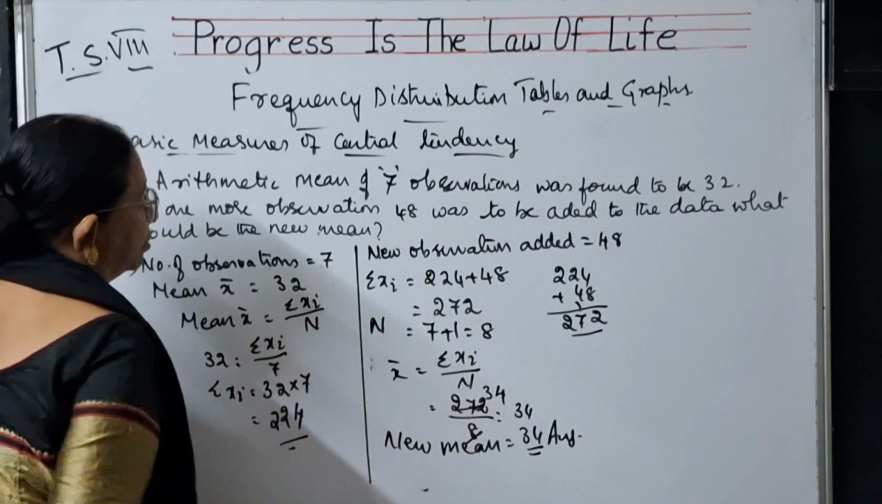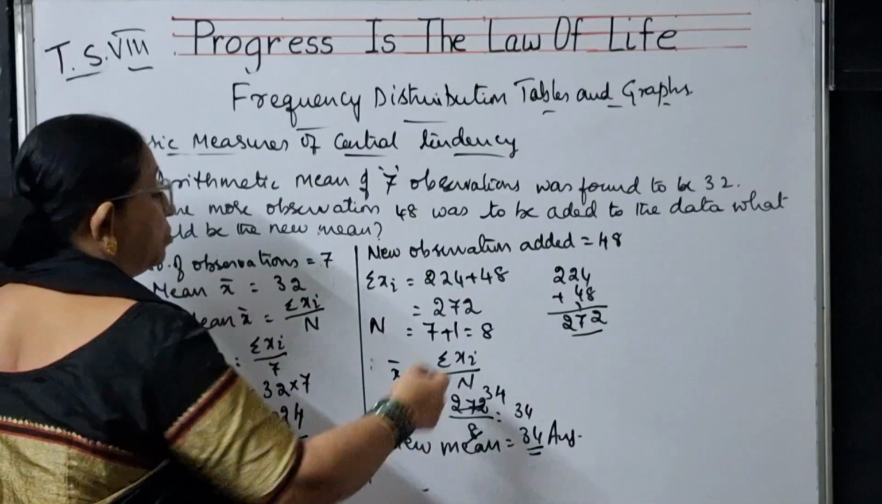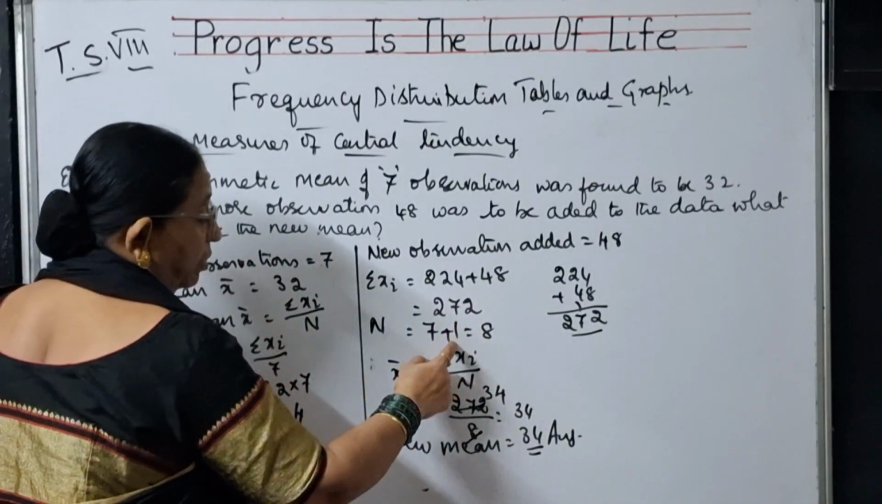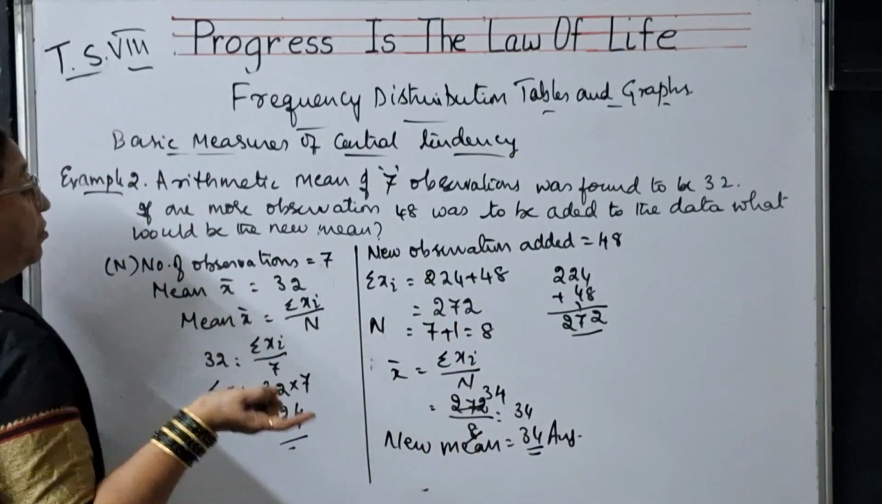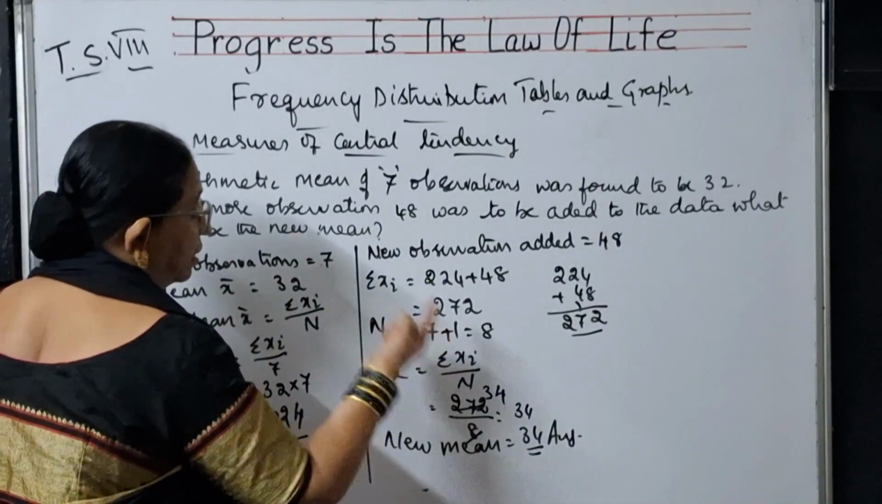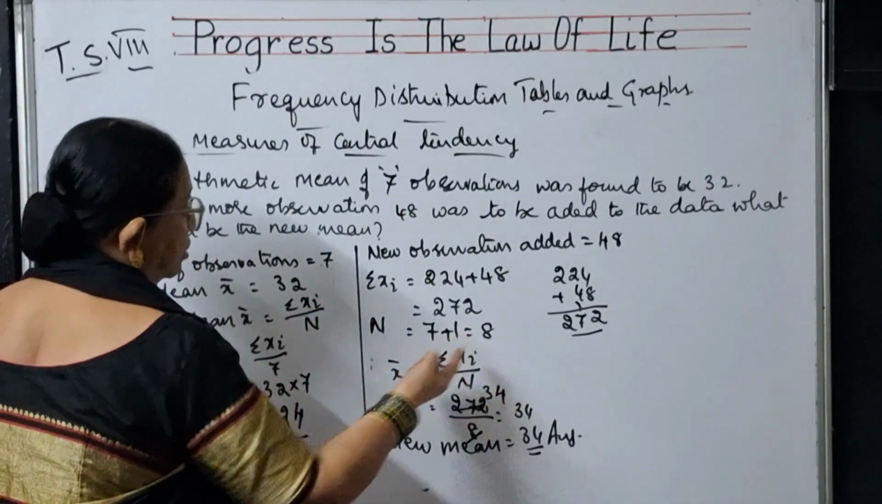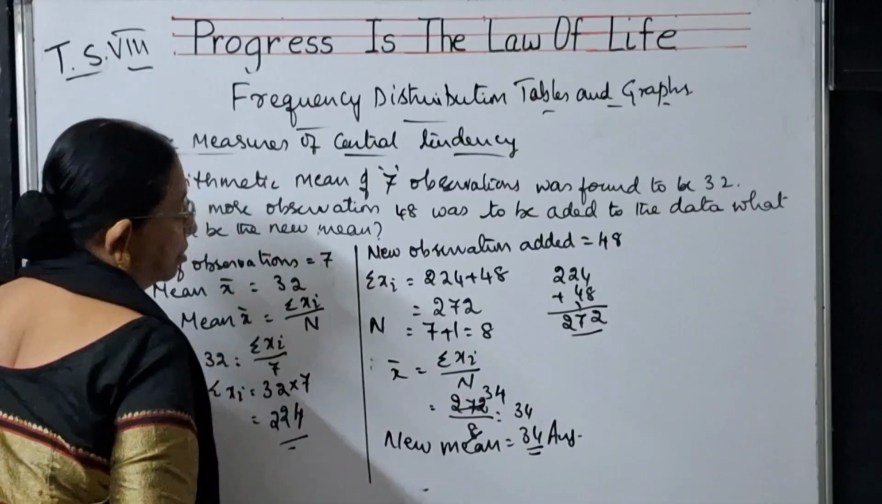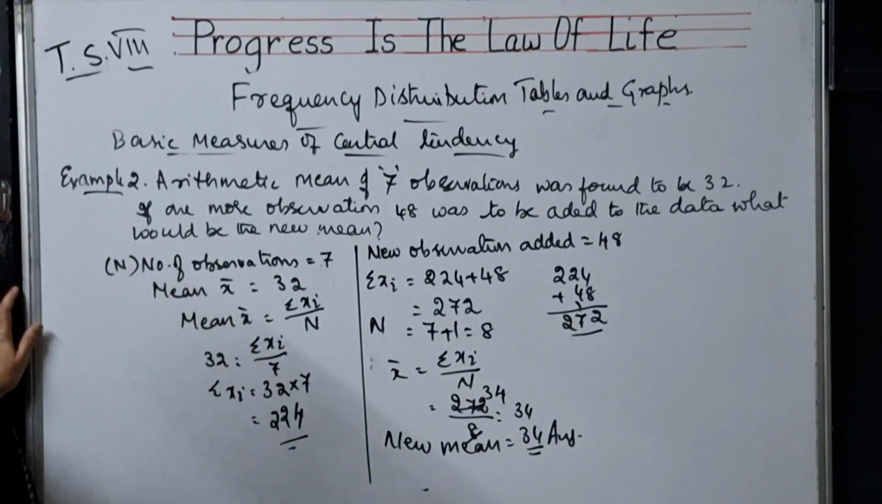That we have got 272. Now, not only should you add this number, but also you have to add one to the count, because earlier there were only 7 observations. Now one more observation is added, total 8. So mean is equal to sigma xi by n. In this way, you can determine the new mean, children. Please note it down.